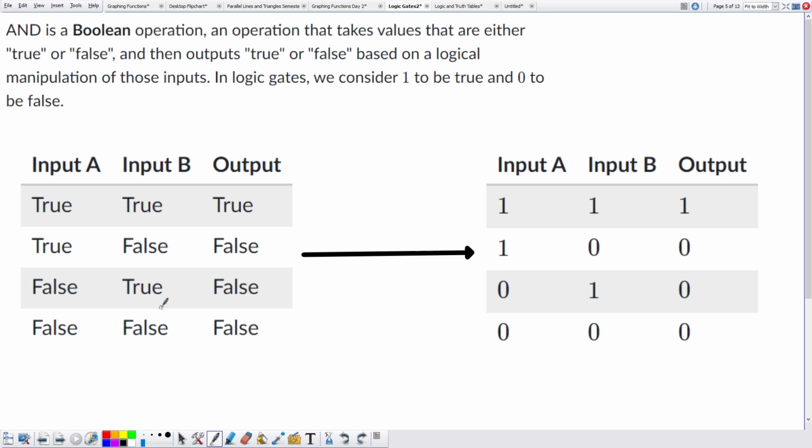We have this truth table, just like we did in the last video, showing how you would convert it into zeros and ones for digital technology. True, true, true is 1, 1, 1; true, false, false is 1, 0, 0, and so on. Yeah, we get the basic gist, right?